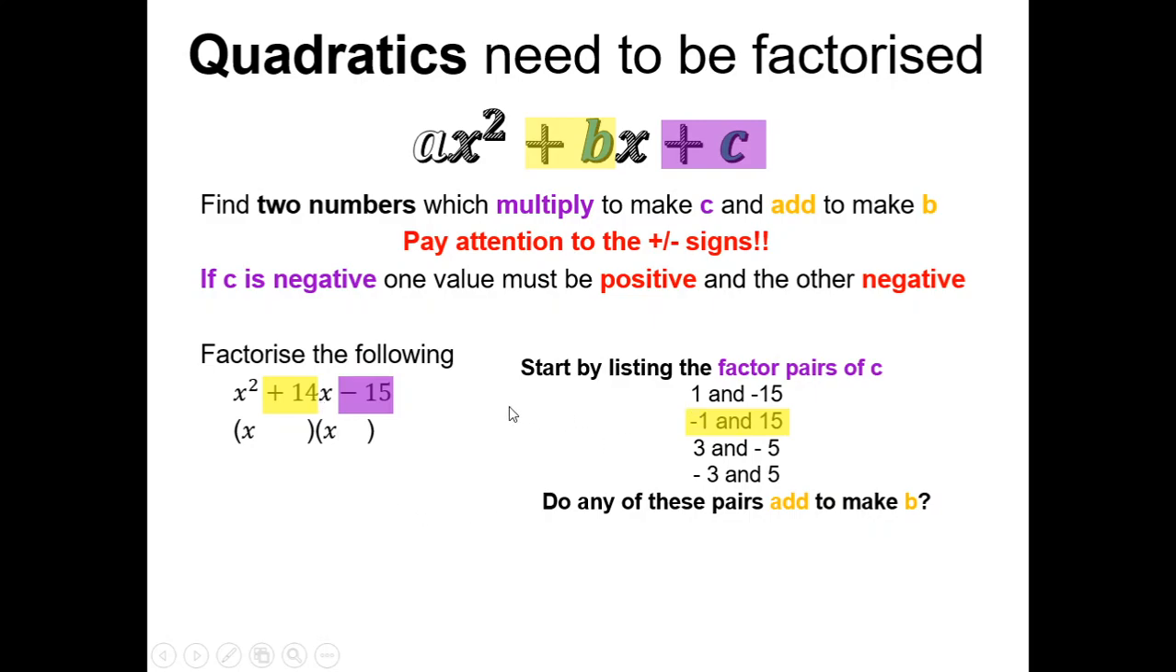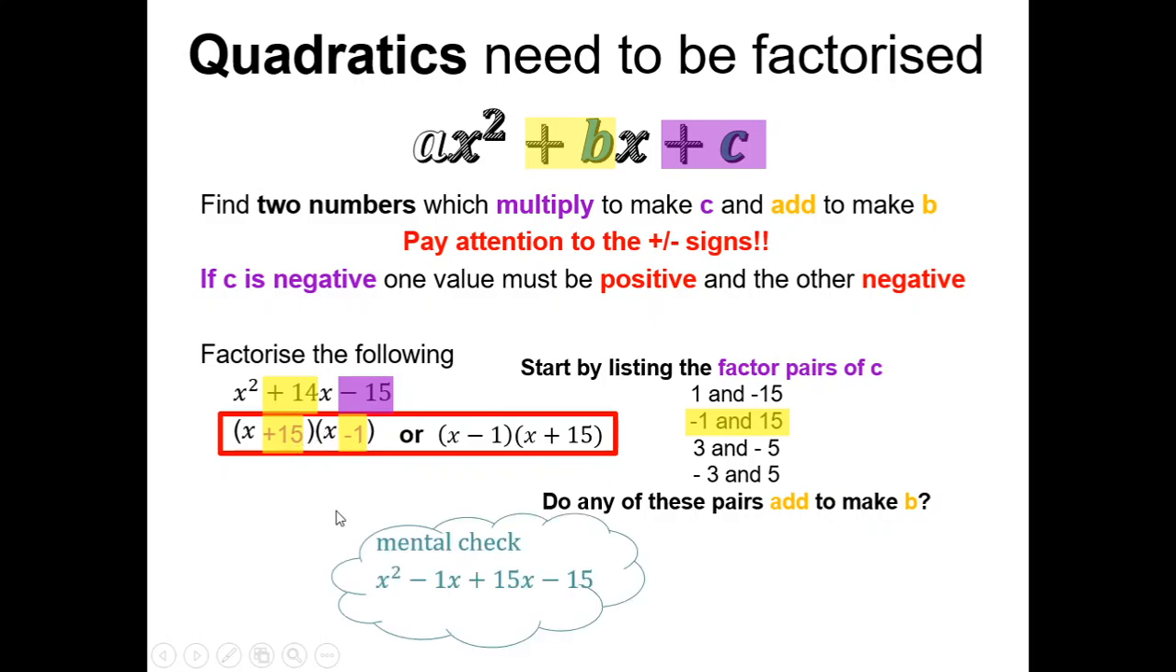Okay, so those are my numbers. I can go ahead and put those into my brackets. I put plus 15 here and then minus 1. I could just as easily put minus 1 and plus 15. So either one is fine, but I'm going to double check by multiplying that out, make sure I've got the right signs, make sure I've got the right numbers.